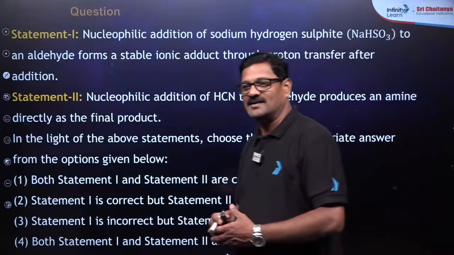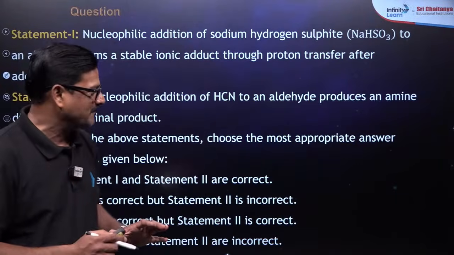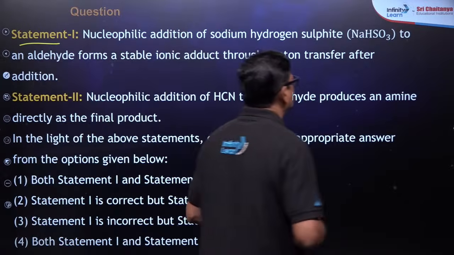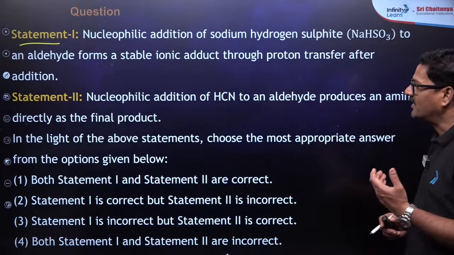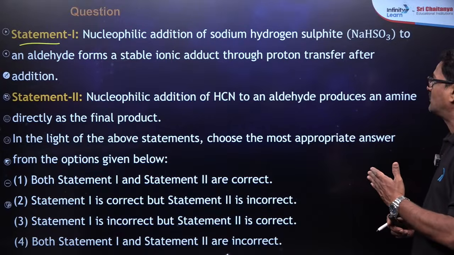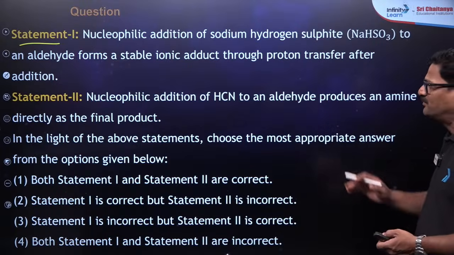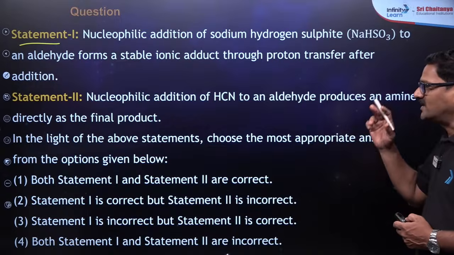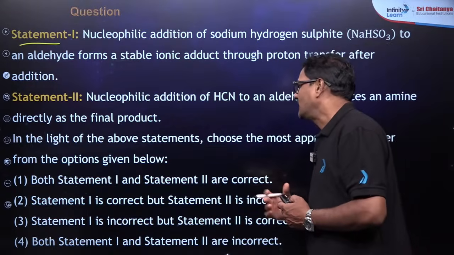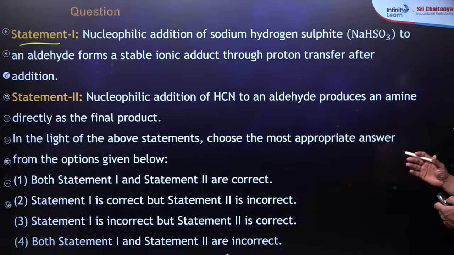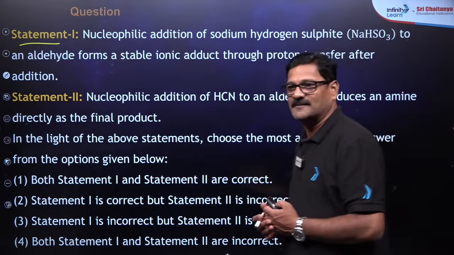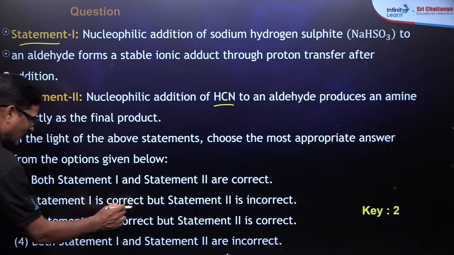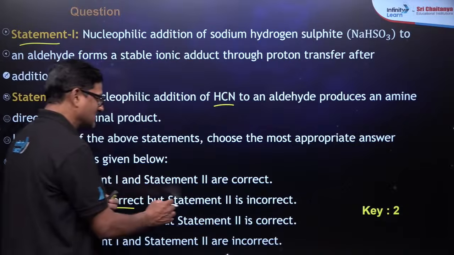Come on. So here it is a statement 1 and a statement 2 question. The statement 1 is saying nucleophilic addition reactions of sodium hydrogen sulfite NaHSO3 to aldehyde forms a stable ionic adduct through the proton transfer of addition. Simple thing you see. Statement 2, nucleophilic addition of HCN to an aldehyde produces an imine directly as a final product. So it is said that statement 1 is correct and statement 2 is incorrect.